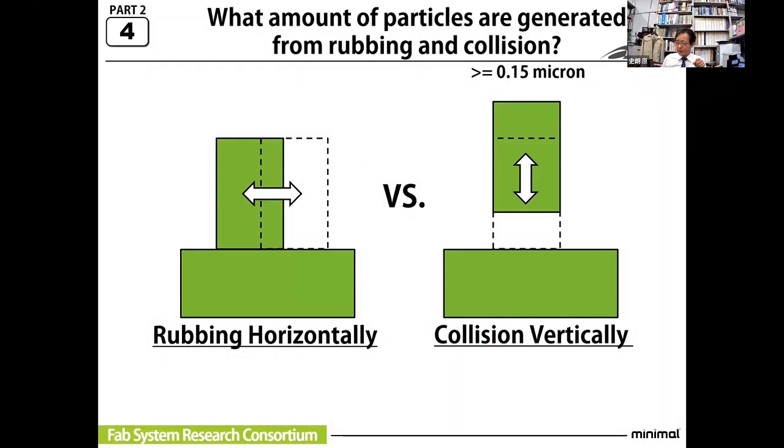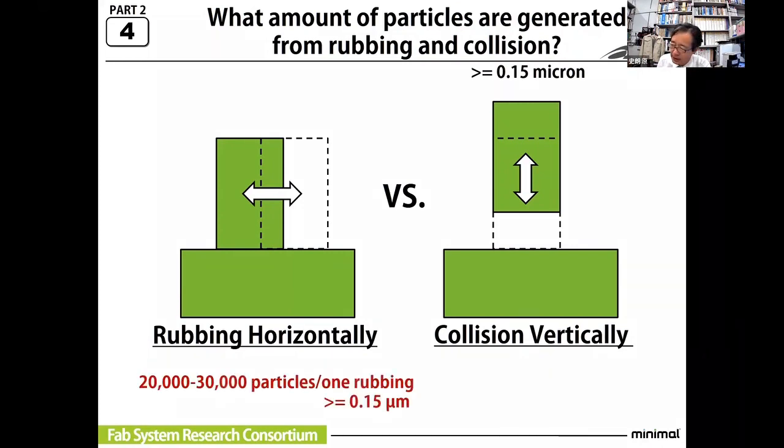For rubbing horizontally, how many particles are generated? 10 particles, or 100, 1,000? What do you think? And how about the collision vertically? No one cares about that, but we did it. The answer is unbelievable. It is 20,000 or 30,000 particles per one rubbing. But for colliding vertically, only 1 particle or 0 was observed for one collision.